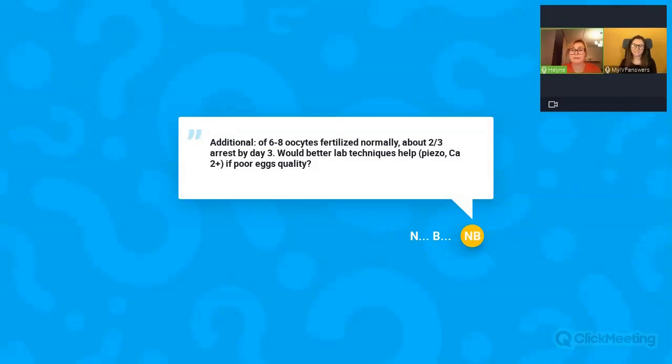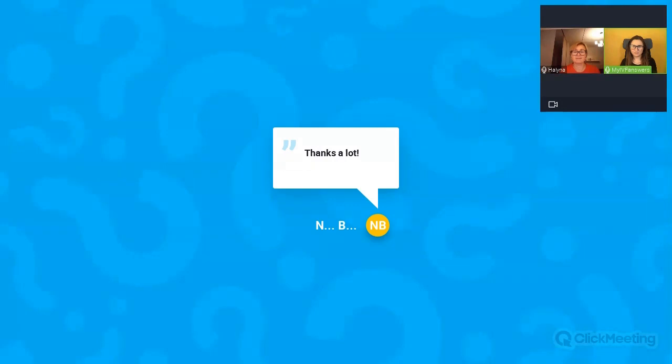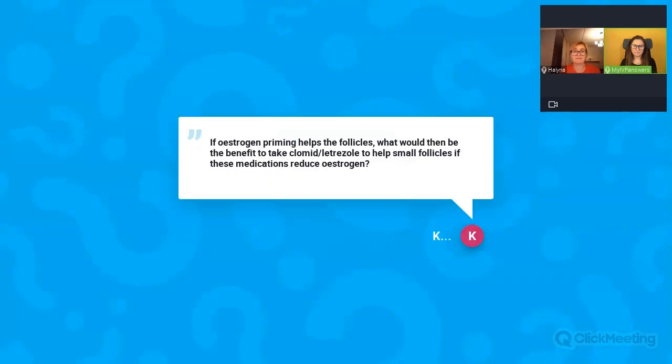All right. Thank you for yet another explanation indeed. And again, Natalia has said thanks a lot for your answer. Okay, and one more question we have here. If estrogen priming helps the follicles, what would then be the benefit to take Clomid or letrozole to help small follicles if these medications reduce estrogen?